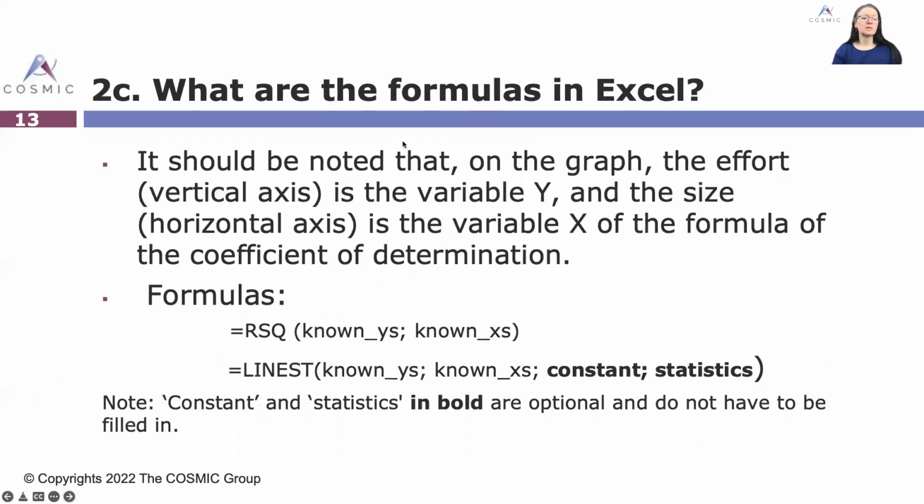Now, what are the formulas in Excel? You only need two columns: one column for the y values, the effort, and one column for the x values, the functional size. Those are the y's and x's, and these are the formulas in Excel to obtain these values. Now, the constant and statistics parameters in the linear regression formula, we have put them in bold. They are optional and do not have to be filled in first.